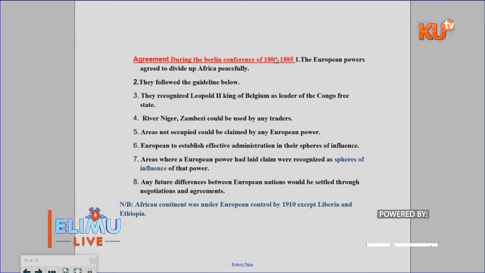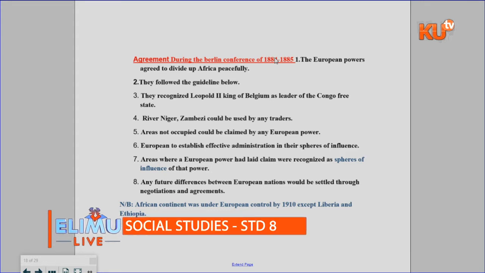All those European powers, after this agreement, because this one was to submit a document that tries to bring a memorandum of understanding, the agreement on how they are going to acquire colonies in a peaceful way. So the African continent was under European control by the year 1910, except Liberia and Ethiopia, which were not colonized. Those are the only two African nations that were not colonized.